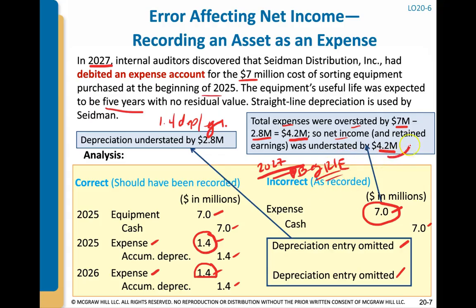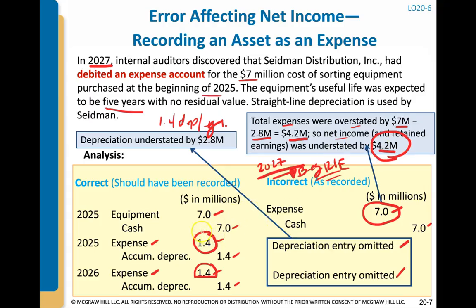Okay. So back to our scenario, our net income is understated by $4.2 million, which means our retained earnings at the beginning of 2027 is also understated by $4.2 million. So we need to have an adjustment recorded in our books for increasing retained earnings for $4.2 million.